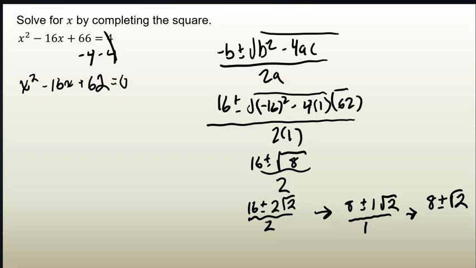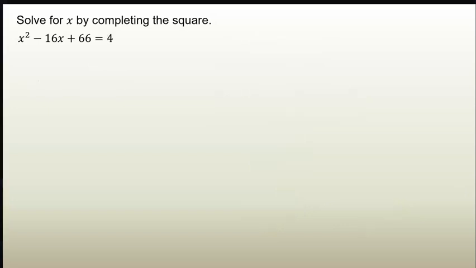Now, let's take a look at the process through completing the square. When completing the square, we go in the opposite direction. So I'm going to subtract the 62 this way, and I'm going to give myself a lot of room here. I'm going to get x squared minus 16x, leave myself a space, equals negative 62. And then I'm going to leave myself another space there.